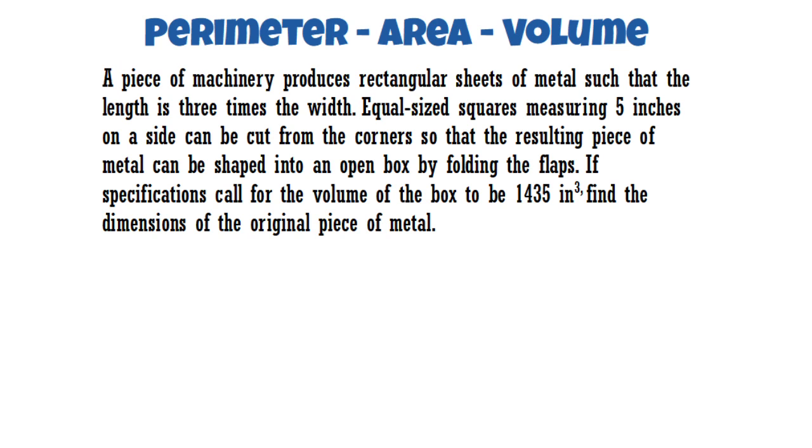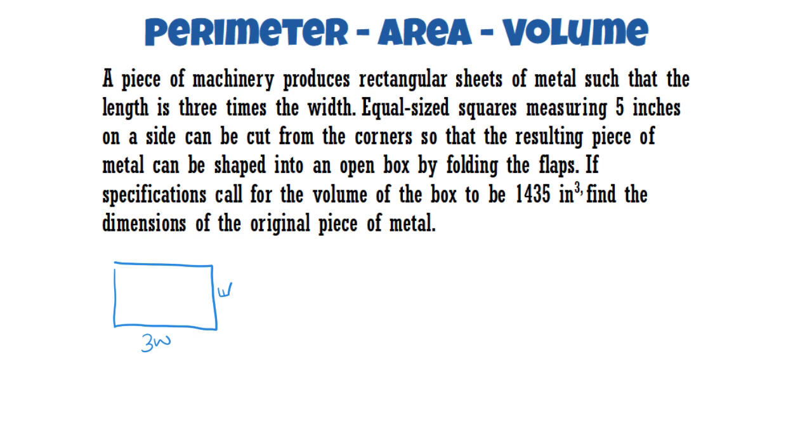So you have a piece of machinery that is producing rectangular sheets of metal. Let's go ahead and draw this rectangular sheet of metal where the length is 3 times the width. I don't know how wide it is, so I'm going to call that W, but the length then must be 3W.